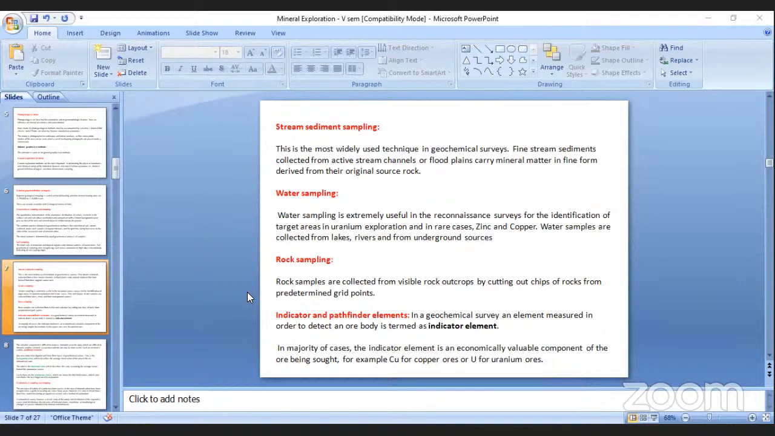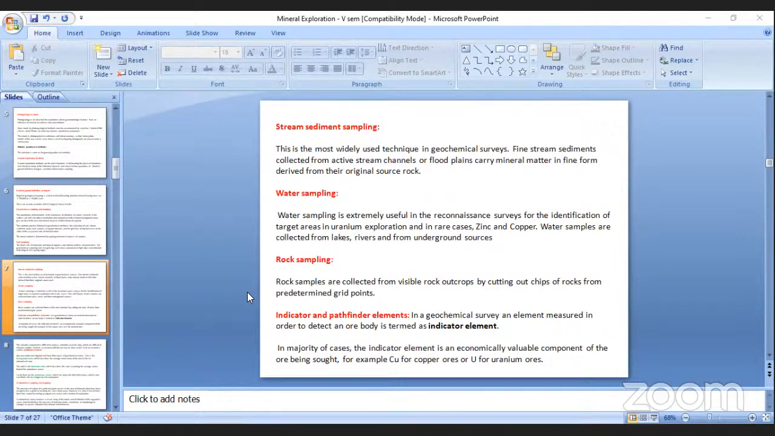So that is called water sampling or hydrogeochemical sampling. In geochemistry, we call that hydrogeochemical sampling. It is useful particularly in reconnaissance surveys for the identification of target areas. Whatever target area you have fixed in your mind, for example, in your textbook it is mentioned as useful for uranium exploration and, in rare cases, zinc and copper surveys.